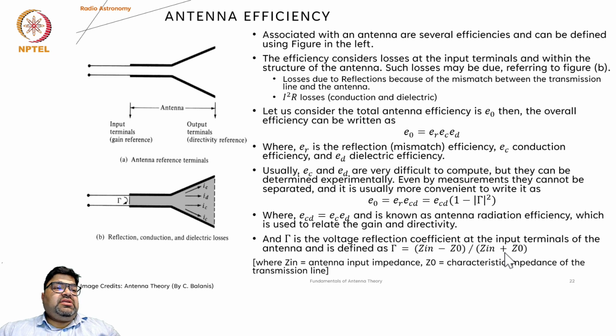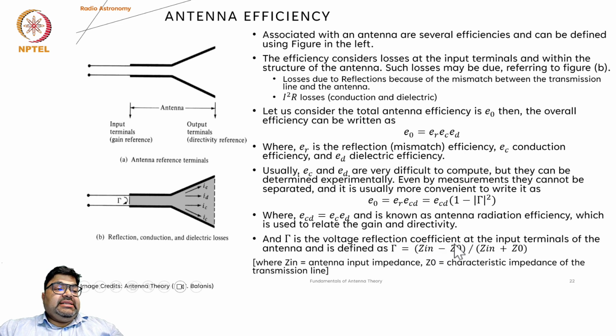Overall, the entire antenna inefficiencies can be combined and written in terms of this E naught. The antenna efficiency can be written in terms of E sub R, E sub C and E sub D, where E sub R is the reflection efficiency, E sub C is the conduction efficiency, and E sub D is the dielectric efficiency. If I put in the value of something called a voltage reflection, this is something completely different. If you already know it, it's fine.